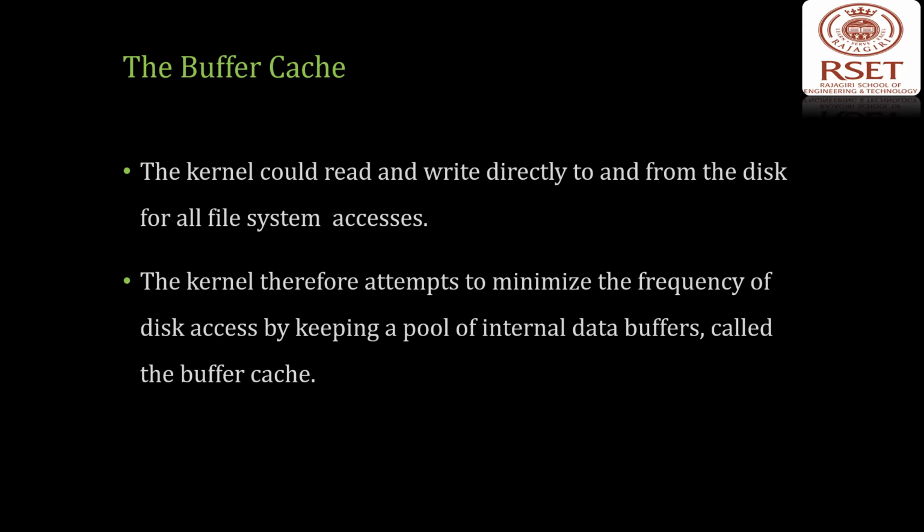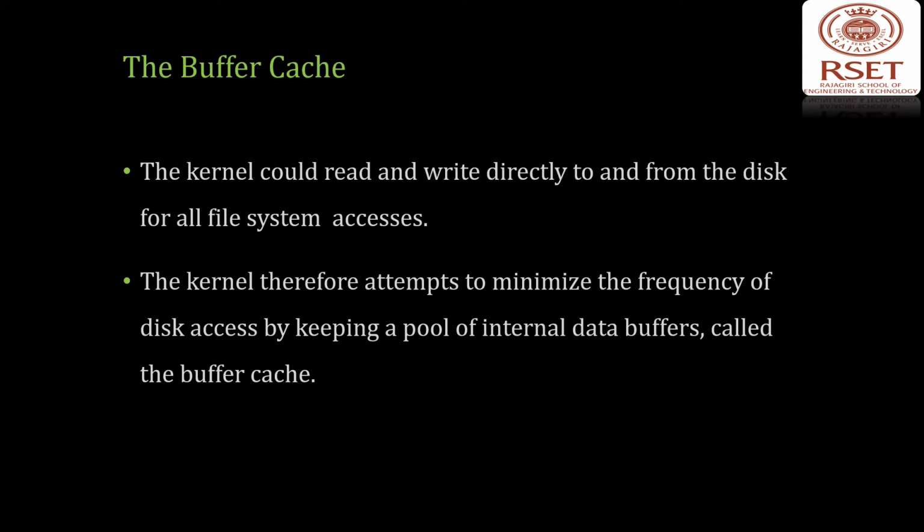First, we'll start with the buffer cache. The kernel could read and write directly to and from the disk for all file system access. So it tries to minimize the frequency of disk access by keeping a pool of internal data buffers, and those data buffers are called the buffer cache.